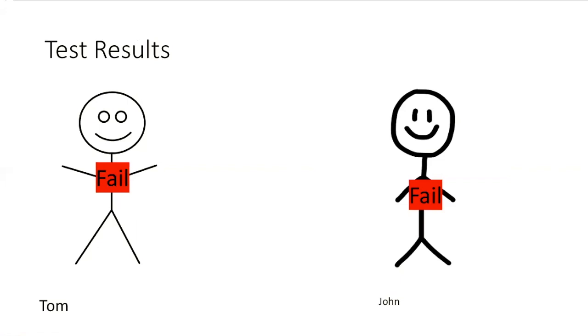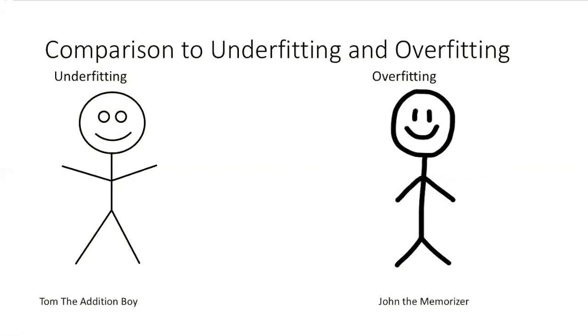This is the kind of situation with overfitting and underfitting. In this situation, Tom and John are the models, and the textbooks are the data sets they're trained on, and the test is the real world example. Now, let's get into the formal definitions of overfitting and underfitting.